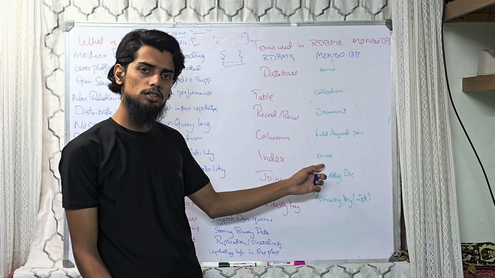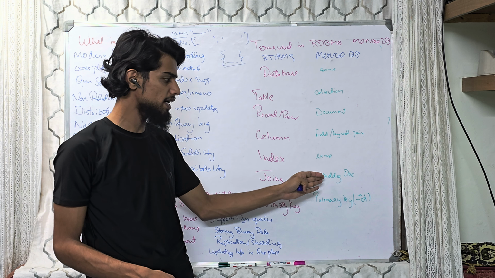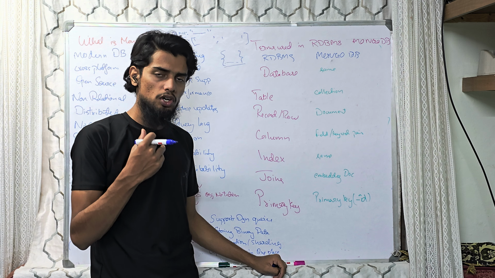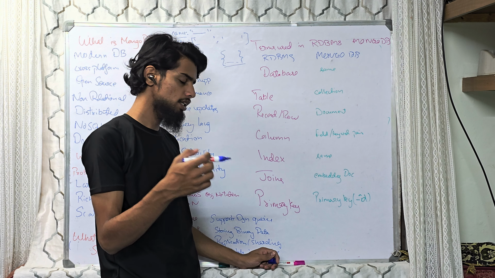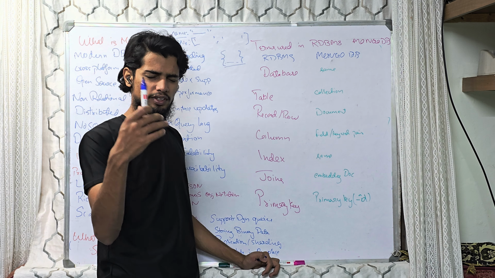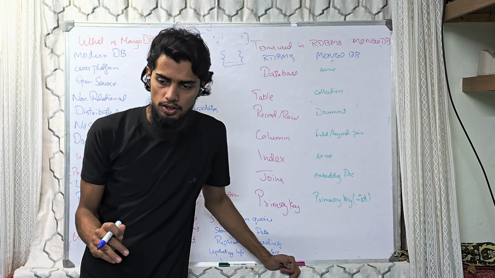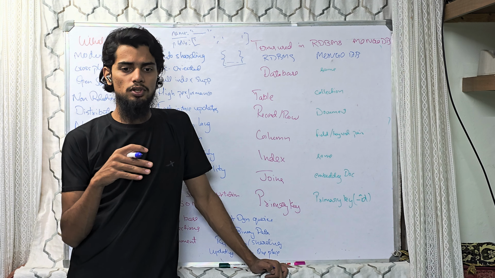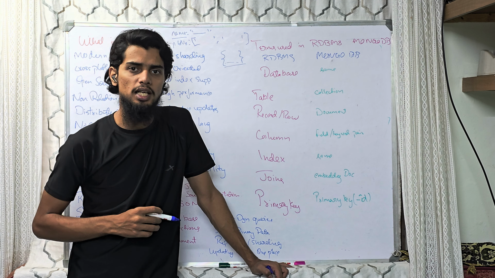Index is the same in both. Joins: here it is merging, and in MongoDB we have embedded documents, with operations like aggregate, group, match, and so on. We'll see that later. It's very, very easy. You don't have to worry about primary keys. A primary key cannot be used somewhere else, for example, like we studied in the DBMS subject.